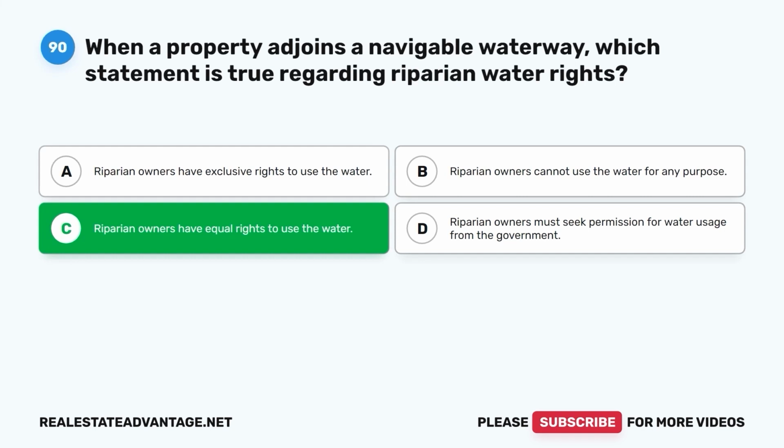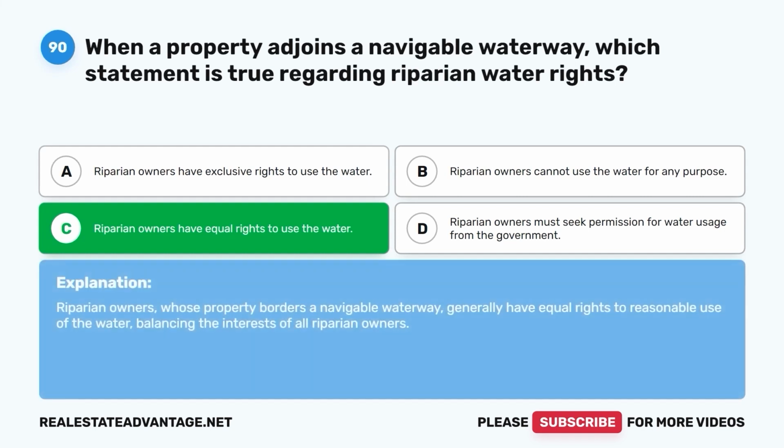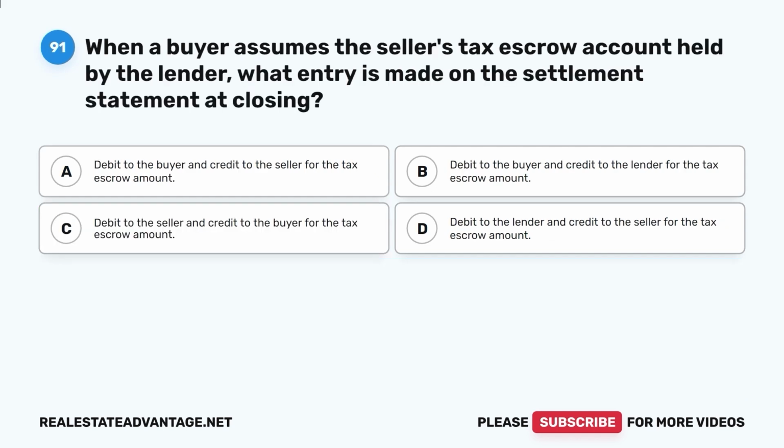Riparian owners have equal rights to use the water. Riparian owners, whose property borders a navigable waterway, generally have equal rights to reasonable use of the water, balancing the interests of all riparian owners. Question 91. When a buyer assumes the seller's tax escrow account held by the lender, what entry is made on the settlement statement at closing?